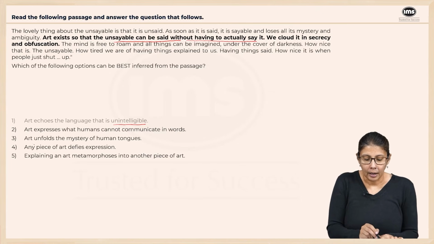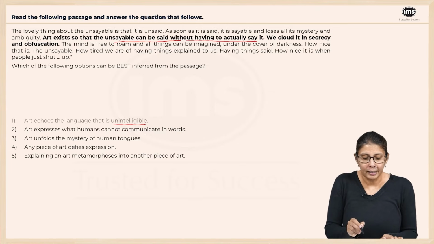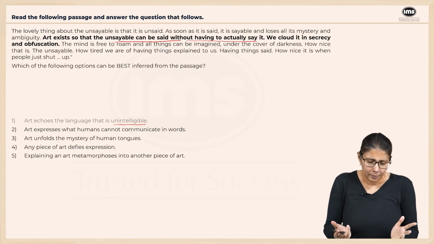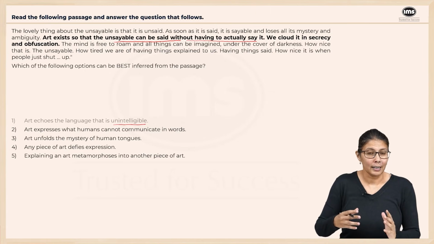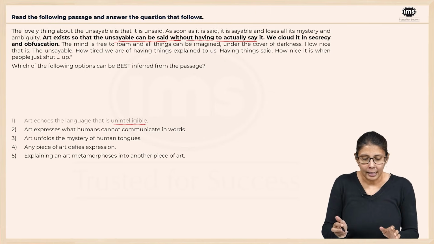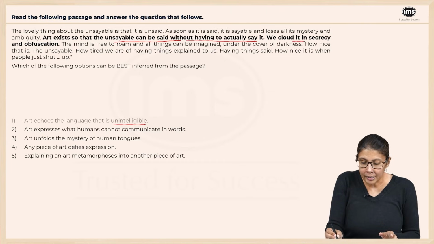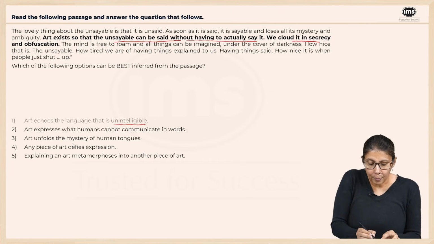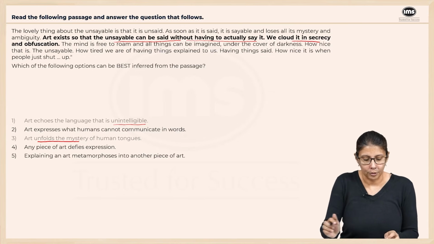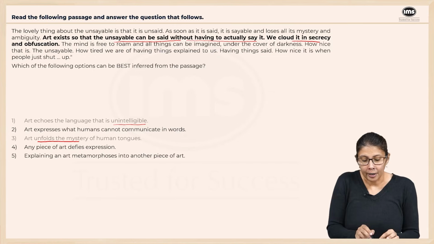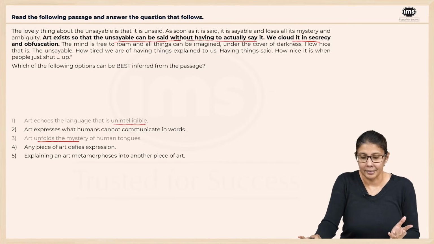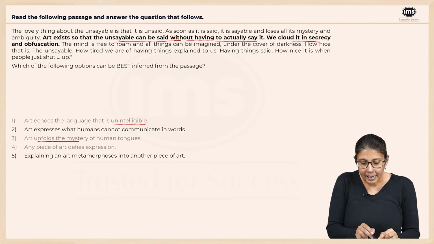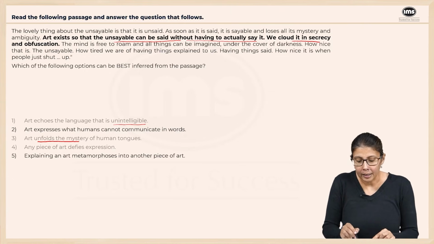The third one says art unfolds the mystery of human tongues. Well, it doesn't really talk about human language per se. It does not say that it clarifies the mystery. In fact, it says that it is clouded in secrecy and obfuscation. So the moment we say it unfolds the mystery, it kind of goes against that theme. So it is not the third option. The fourth one, any piece of art defies expression. I eliminated this because it says any piece of art, which is a pretty big generalization. The fifth one says, explaining an art metamorphoses into another piece of art.